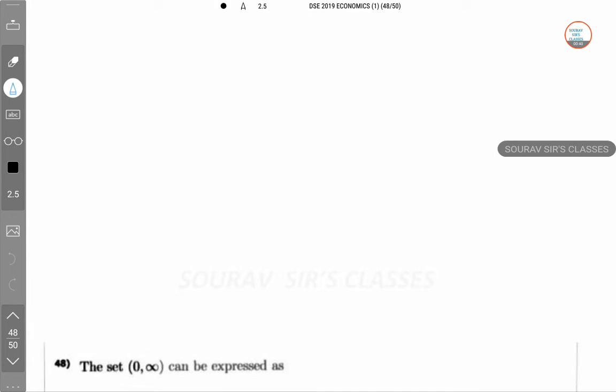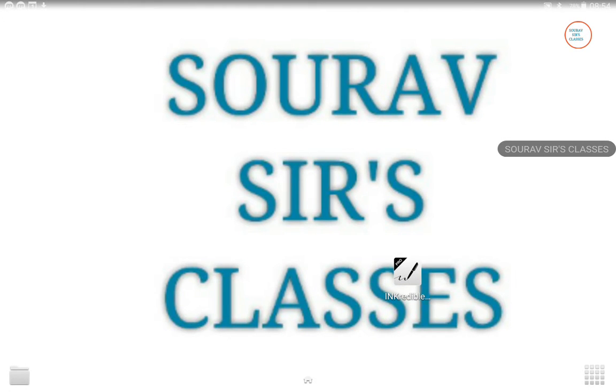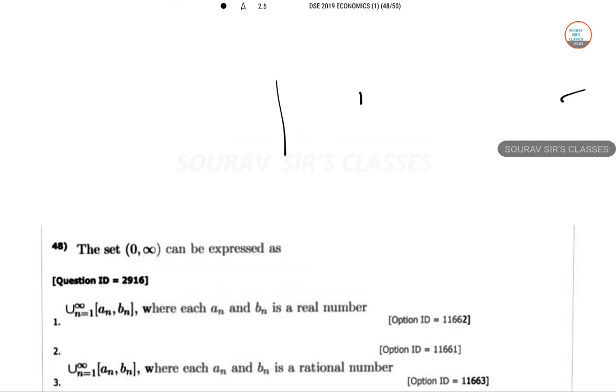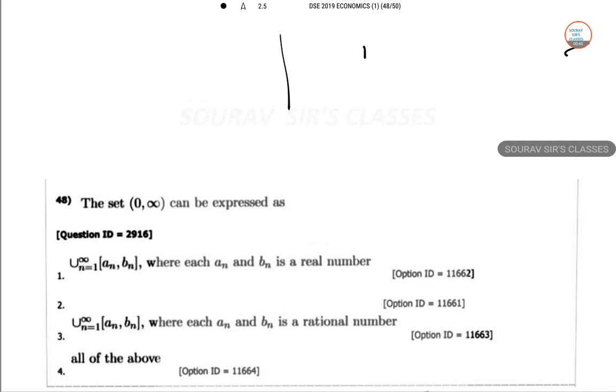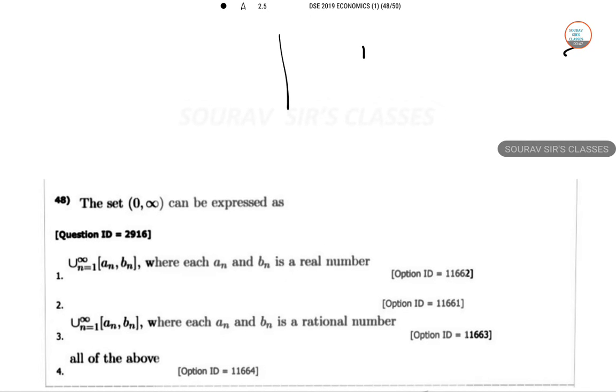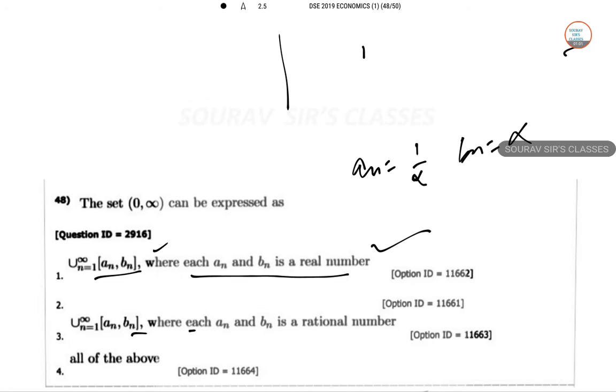The set 0 to infinity can be expressed in which of the following? Okay, so here in this case, if we take an equal to 1 by alpha and bn equal to only alpha, so this will verify. So un equal to a into bn is a real number is following. So this is a rational number, this is also following. Okay, this also has unfortunately one option missing, real rational.